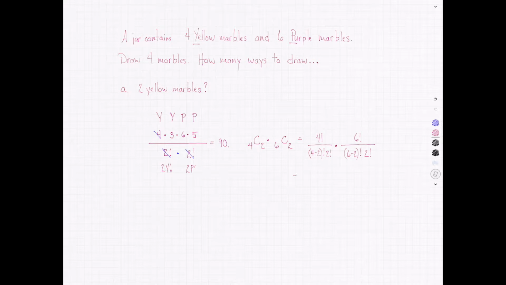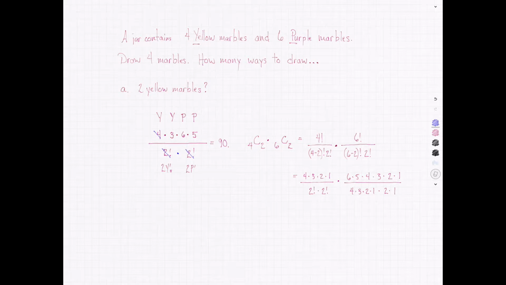And let's see, if I clean these up, 4 factorial is 4 times 3 times 2 times 1 divided by 4 minus 2 is 2, so it's going to be a 2 factorial times 2 factorial, times, then 6 factorial is 6 times 5 times 4 times 3 times 2 times 1. And we divide that by 6 minus 2, that's 4 factorial, which is 4 times 3 times 2 times 1. And then 2 factorial is 2 times 1.